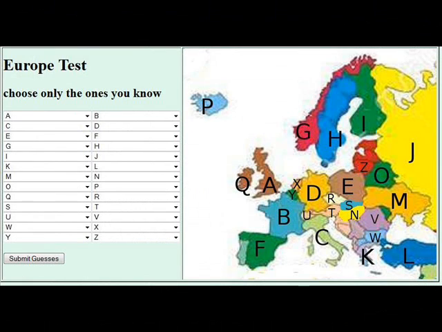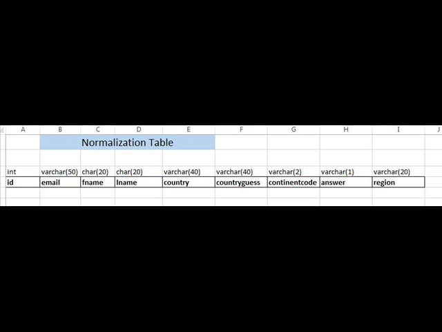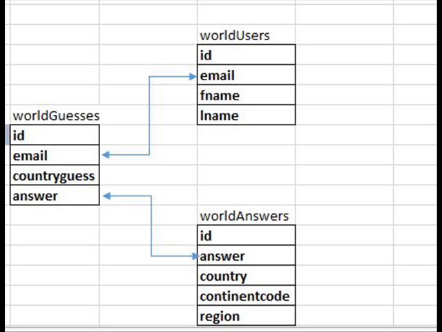So how are we going to normalize this data? Let's take a look at it. We got from ID, email, FName, LName, country, the whole bit all the way down to region. A fairly simplistic way of organizing it is to say, well, we got our users, and we got our guesses, and we got our correct answers. And that's not a bad start, actually. It's not 100% accurate, but it's better than some of the things that I've seen here. So let's take a look a little closer to see why this isn't 100% accurate.